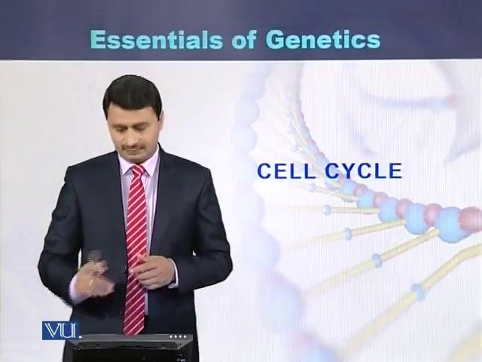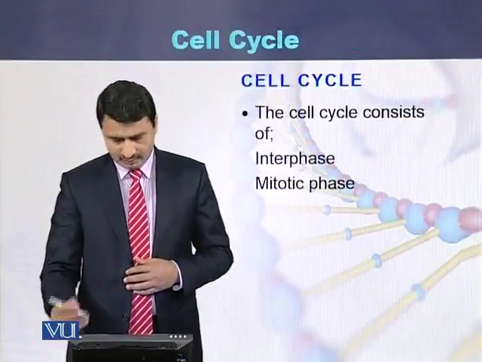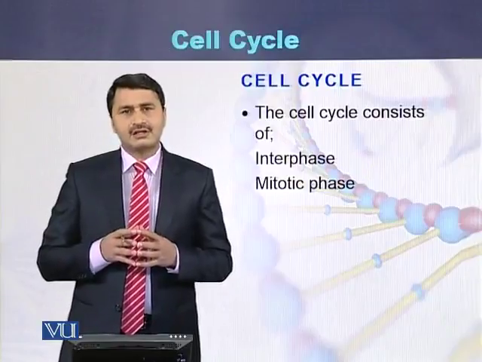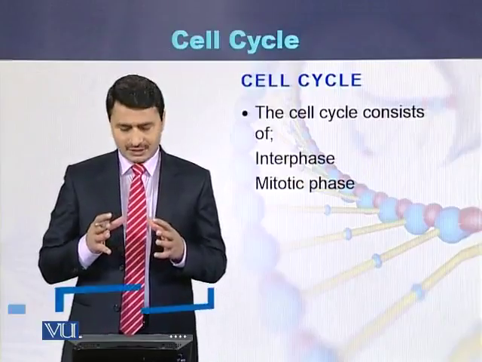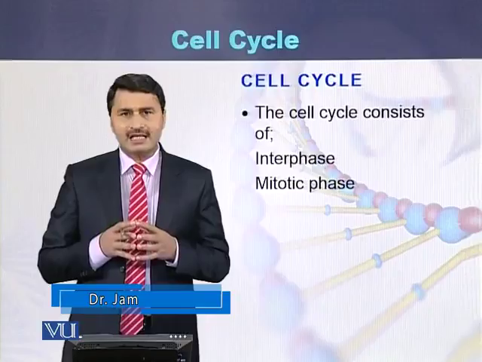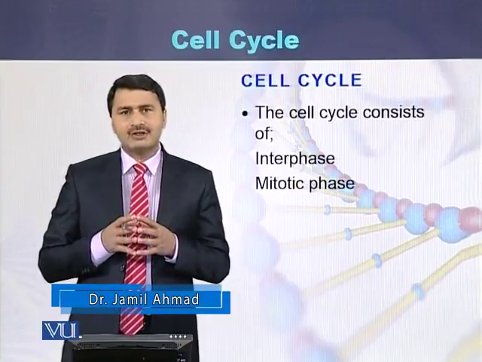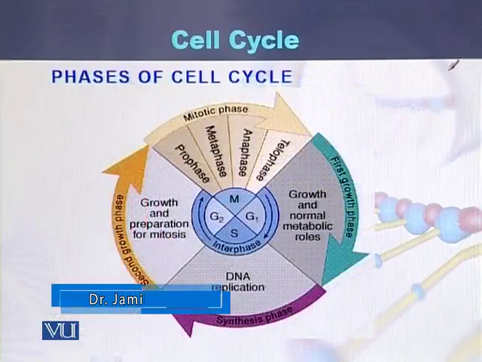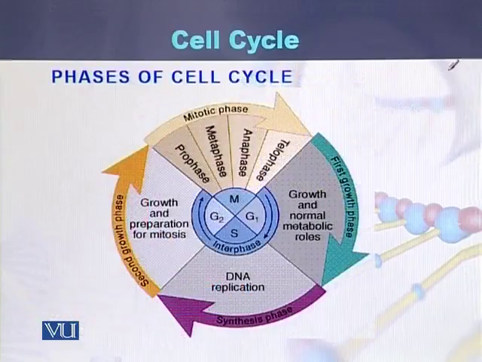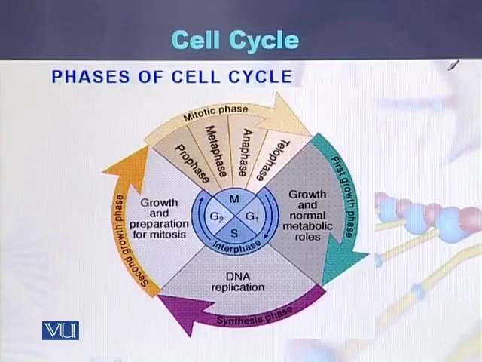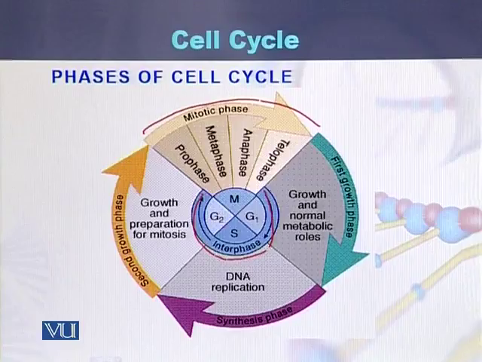Cell cycle. The cell cycle consists of two phases. One is called interphase and the second one is called mitotic phase. If we see in this diagram, there are two phases. One phase is called the mitotic phase, while the second phase is called interphase. So this is the interphase.